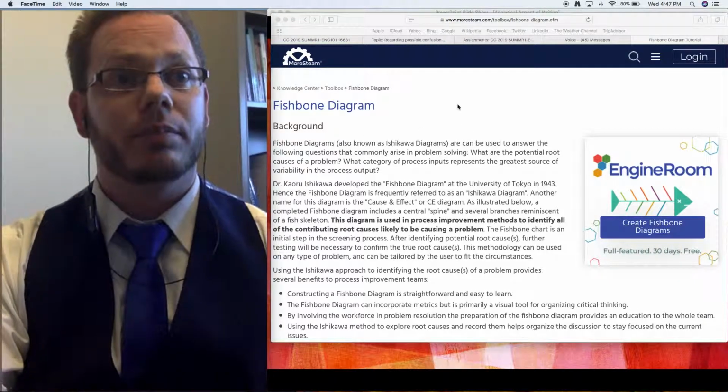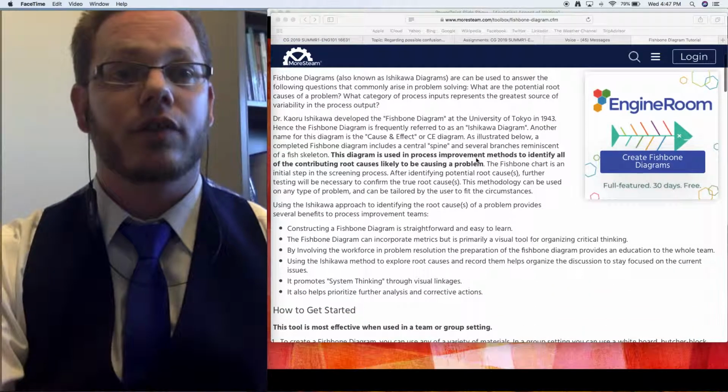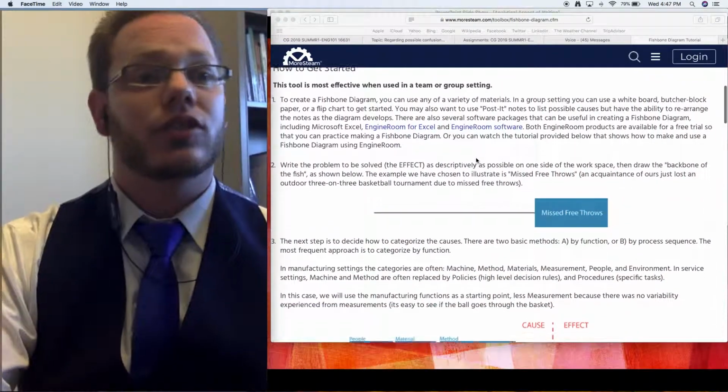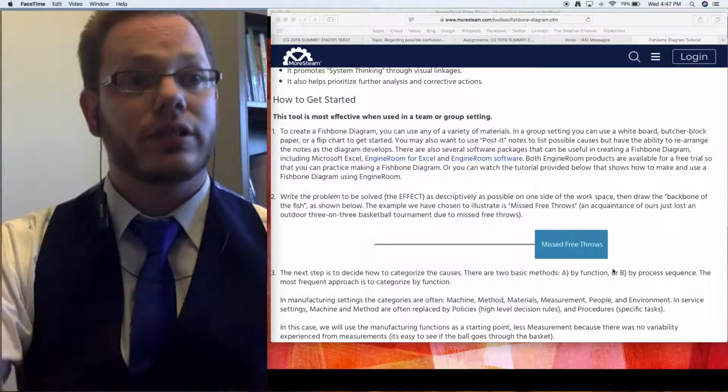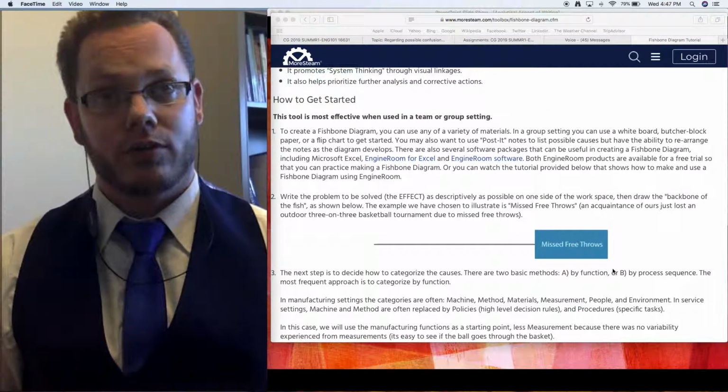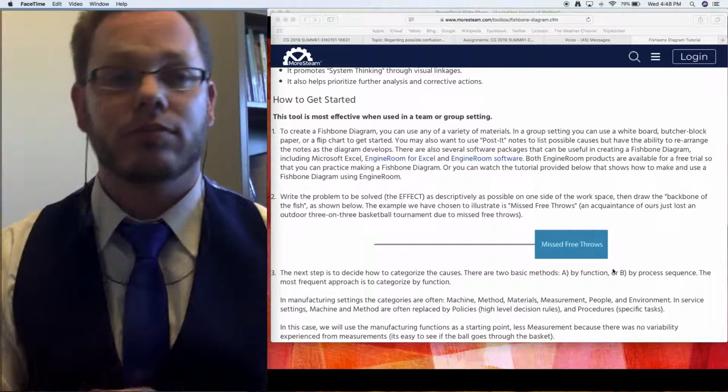So on morestream.com, it has a bunch of the history, how to get started with it. It uses something that's fairly practical, so you can walk through this example. Okay, so I'm not going to actually walk through the whole example. I'm just going to bounce through the thing.